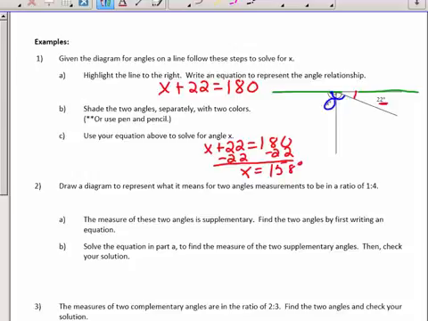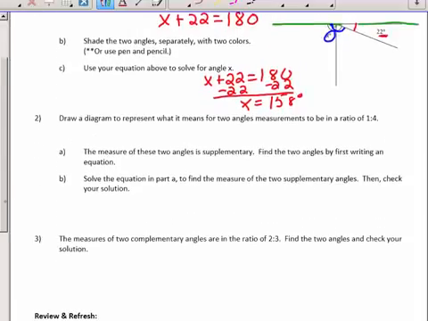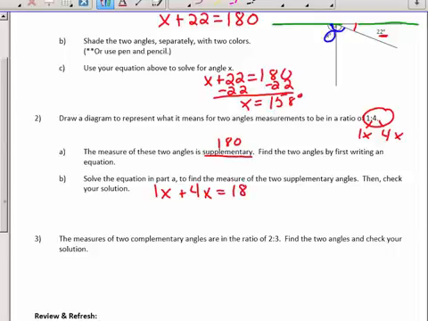All right, draw a diagram to represent what it means for two angle measures to be in the ratio of 1 to 4. Whenever you see this, you basically put x's with each of those. So 1x and 4x. If the measure of these two angles is supplementary, supplementary means 180 degrees. So I'm going to put it down here so I don't have to rewrite it. 1x, the first angle, plus 4x, the second angle, has to equal 180 degrees.